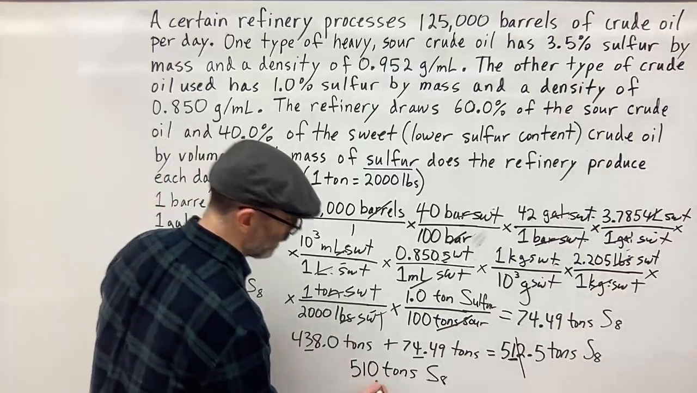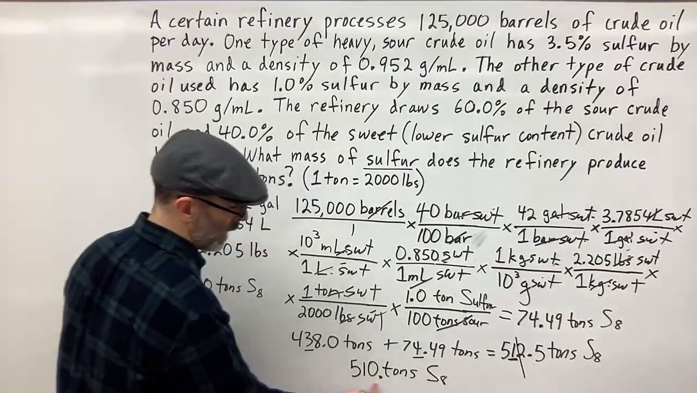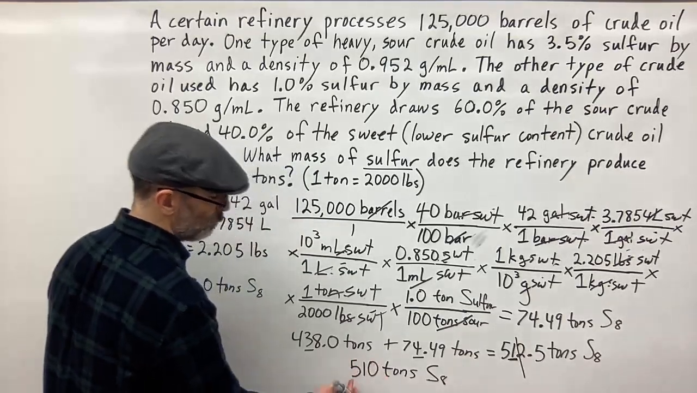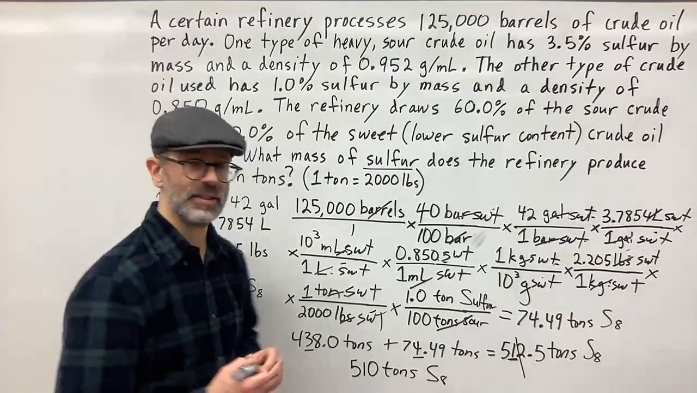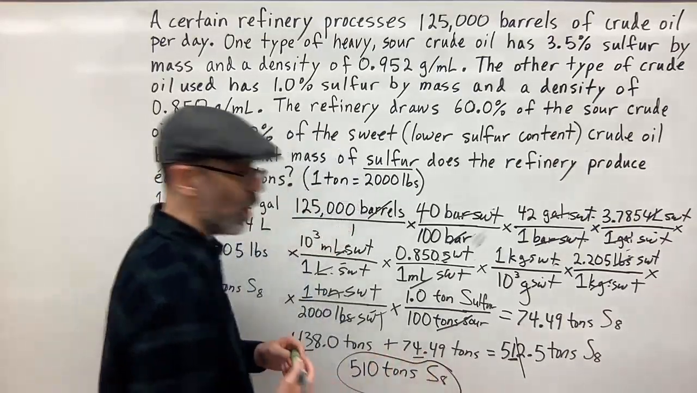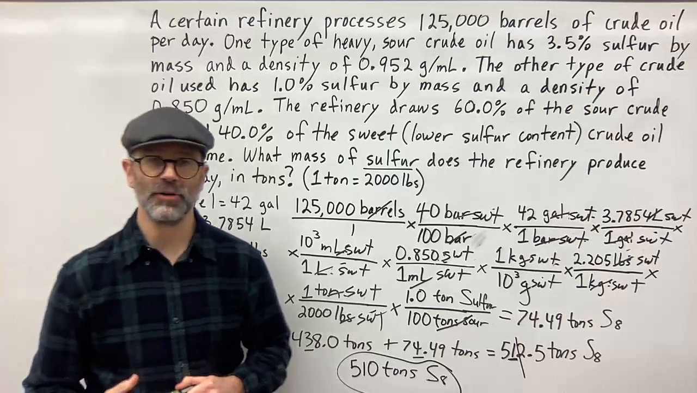Don't put a decimal point here. If you put a decimal point there, then you got 3 sig figs. We don't want 3 sig figs. So that is 2 sig figs. So 510 tons of sulfur is the total amount of sulfur gotten from this refinery.